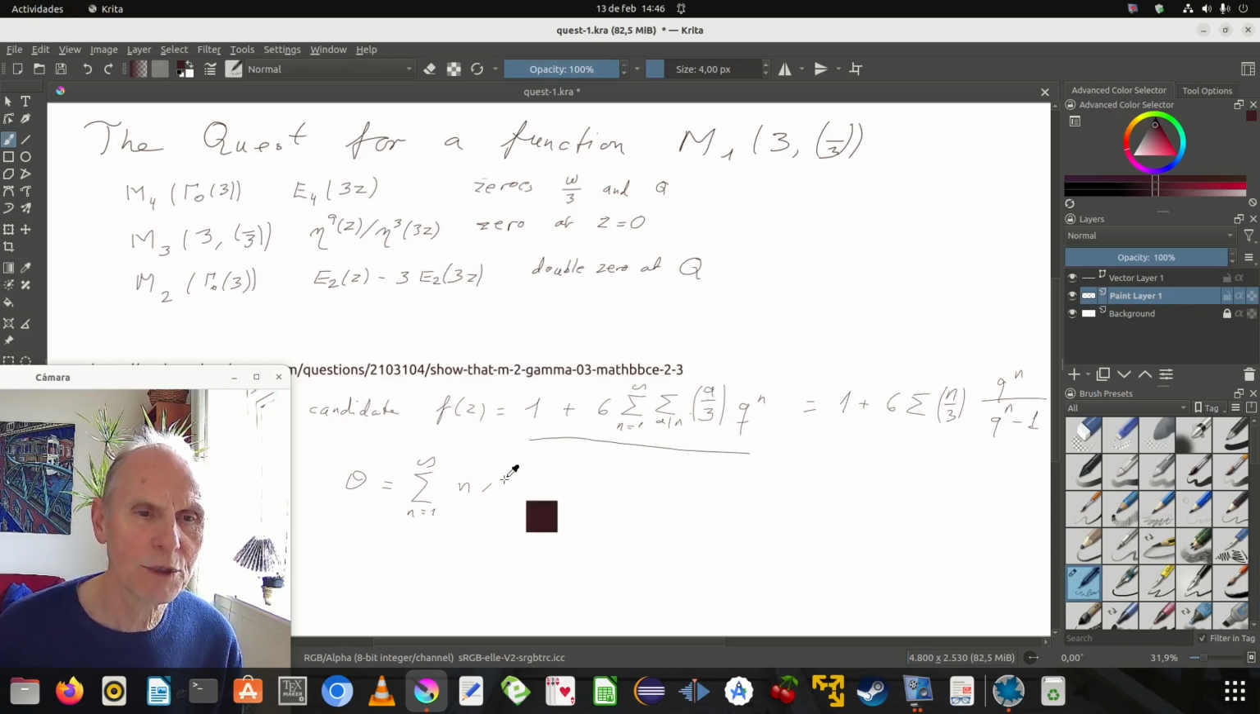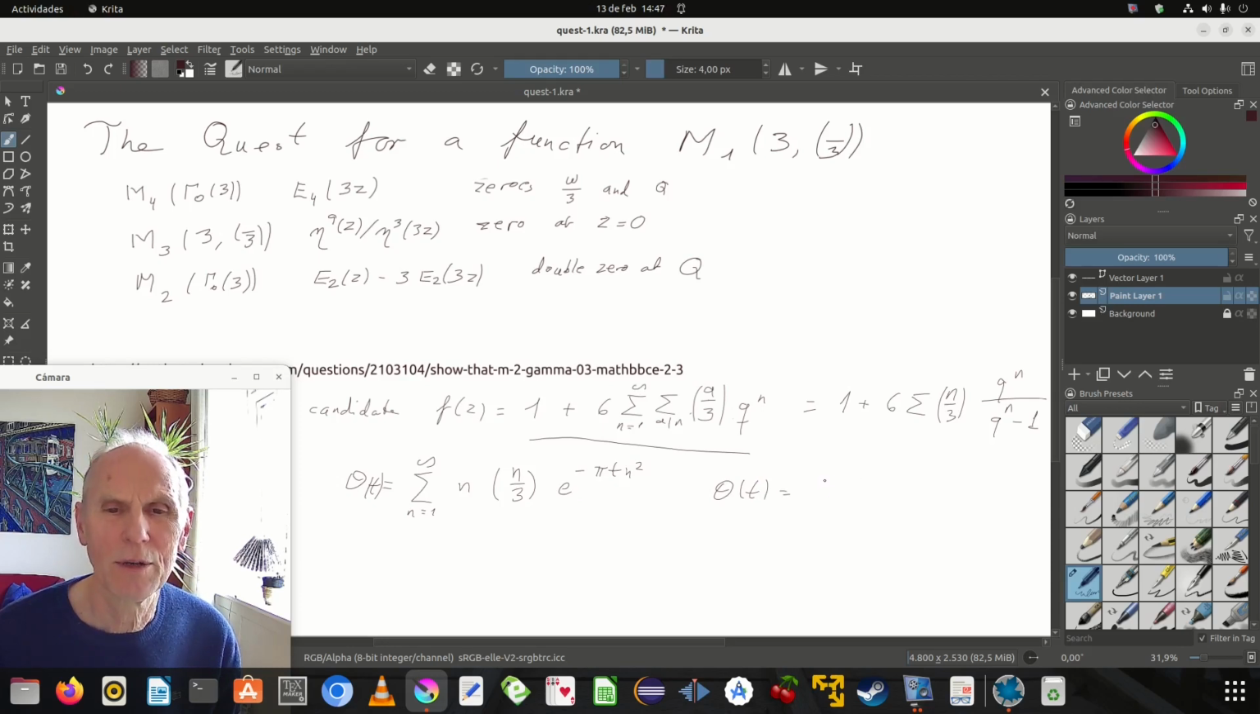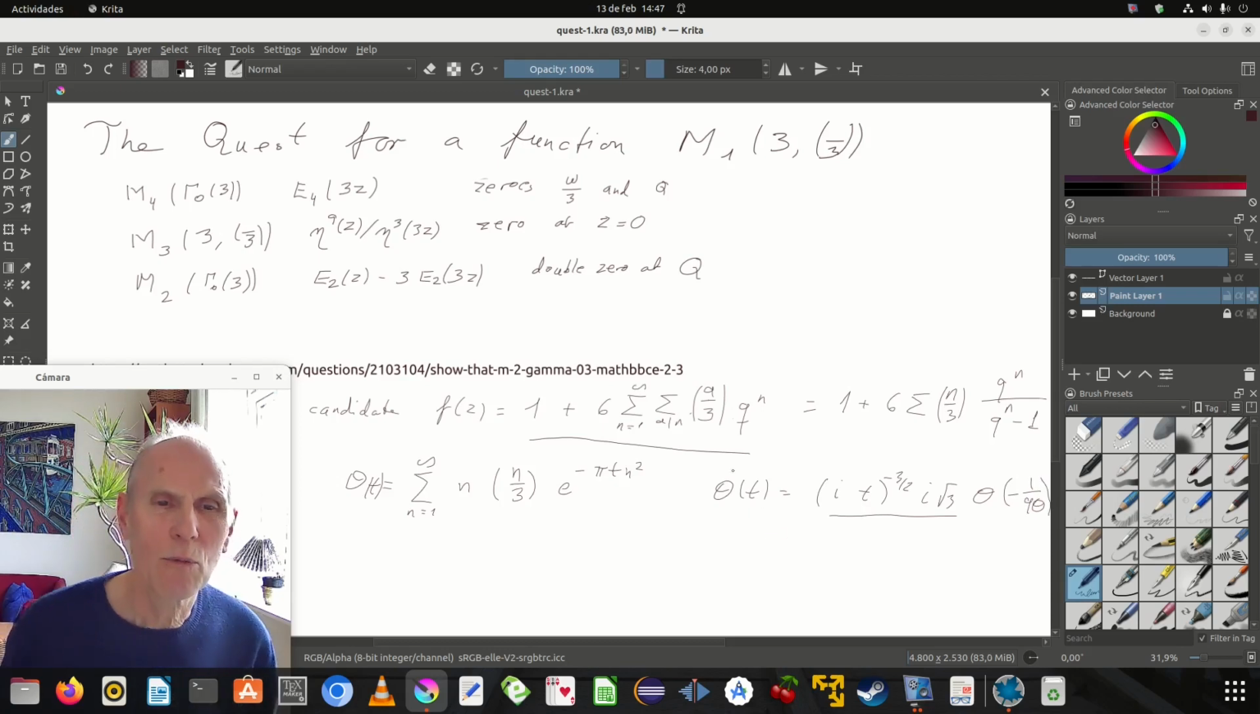So the chi we used here, that was n over 3. It has a nice transformation formula. I don't quite remember it. It was something with i and t and maybe a number to the minus 3/2, and then something like i square root 3. This is not exact, and then minus 1 divided by 9 theta. Something like that.